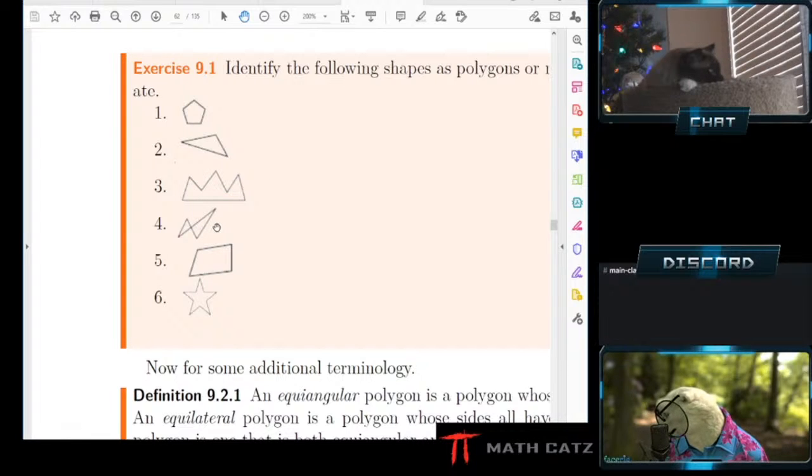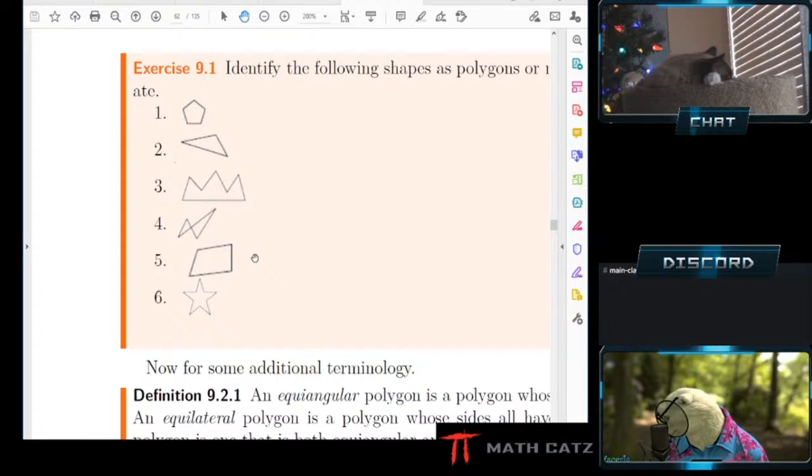Number 4, no, I cheated. I copied it from the other slides. It is not a polygon. I'm crossing or I'm reusing an endpoint, whichever way you want to see that guy. Not allowed. And number 5, I have a quadrilateral.